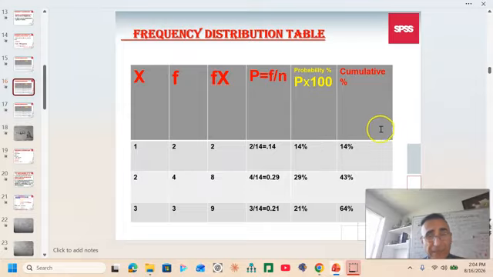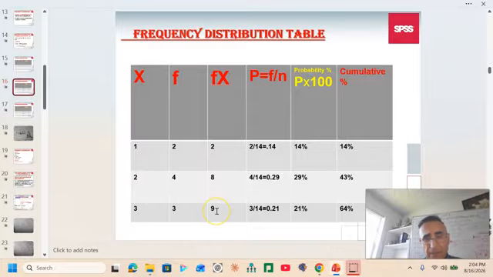In terms of cumulative, because this is the first number, there is no number before that. There's nothing to add to it. So it stayed the same, 14%. But the rest of them, like 3, there are 3 3s.